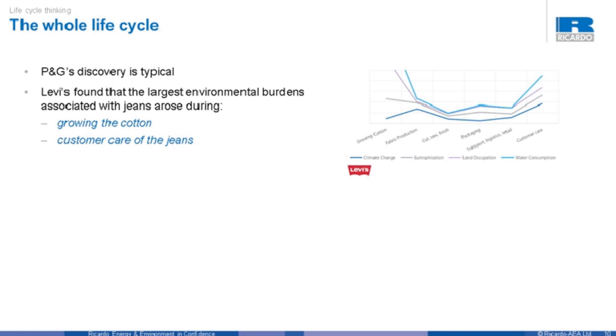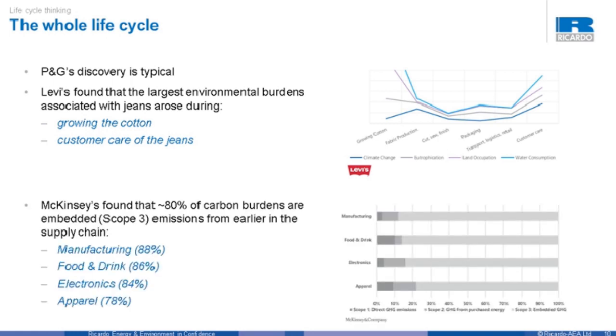More broadly, McKinsey's found that for a range of industries, more than 80% of a product's carbon burdens arise earlier in the supply chain. In general then, if you only look at the impacts under your direct control, you may be missing huge opportunities somewhere in the bigger picture.